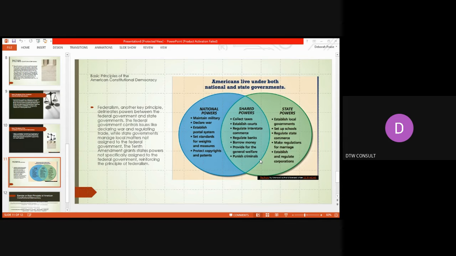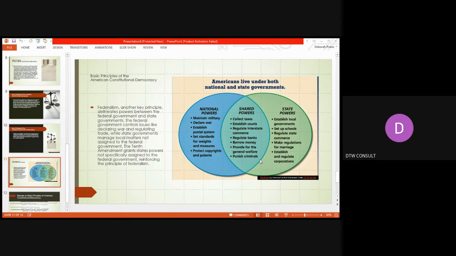Okay, so the third thing that they share is the regulation of banks. Yeah, regulate interstate commerce as well. So if your company is doing interstate business, then both the federal and state government have a say in the operation of the company. So in borrowing money, there are shared powers. Providing for the general welfare of anyone, they have shared powers.